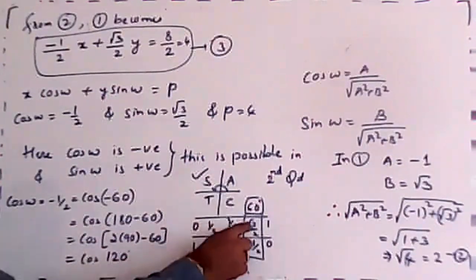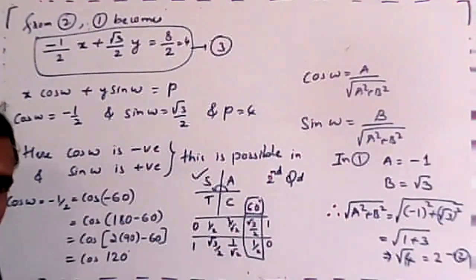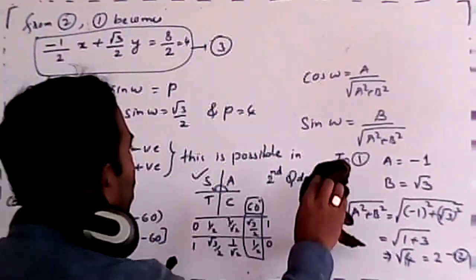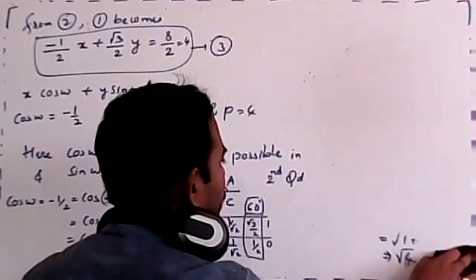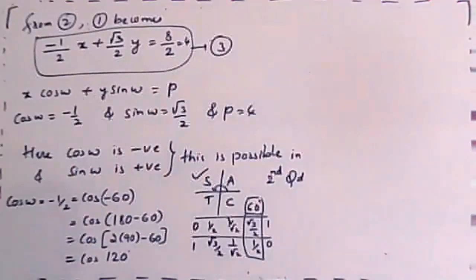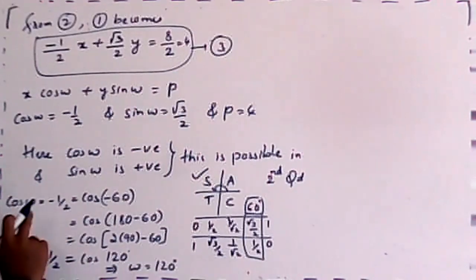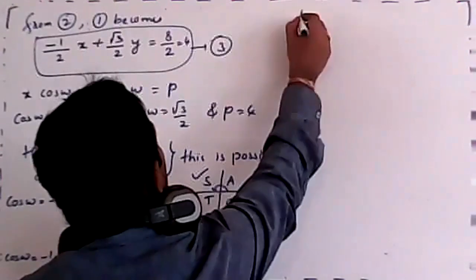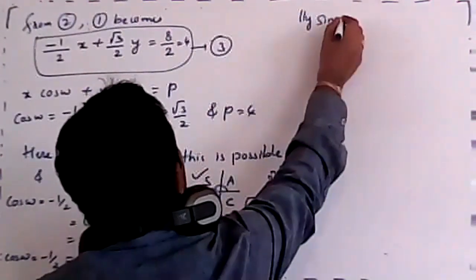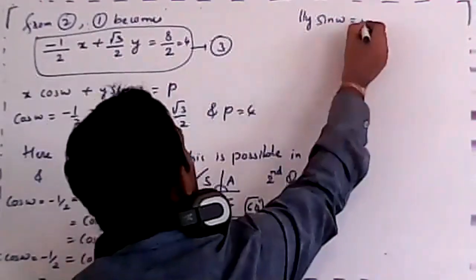Similarly, if you take sine now, sine 60 is also root 3 by 2 only. Correct? You check it now. Therefore, cos omega is equal to minus 1 by 2 is equal to cos 120. This implies that omega is equal to 120 degree here, right? And one more. Similarly, sine omega is equal to how much? It is root 3 by 2.